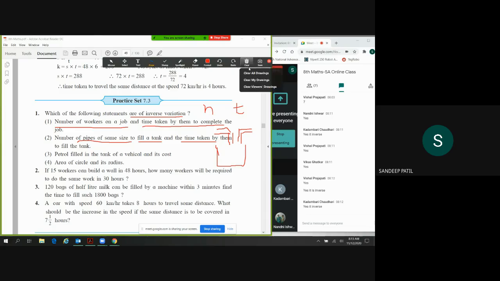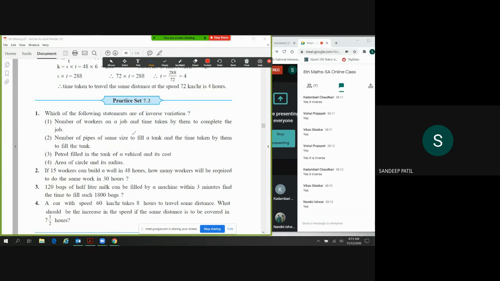Yes, that's correct. This is the inverse problem. So generally, how can we know whether it is inverse or not? Whatever quantity and variable is given, try to change the number and think. For example, the number of pipes and the time taken to fill the tank. Suppose we take some values: the number of pipes is 1 and it takes 1 hour to fill a tank.